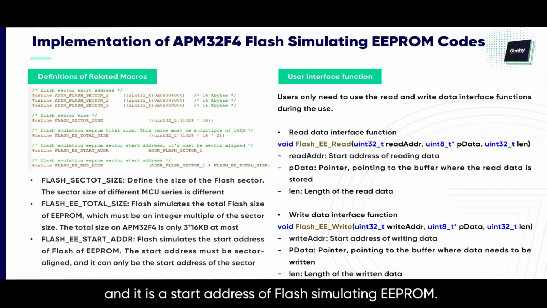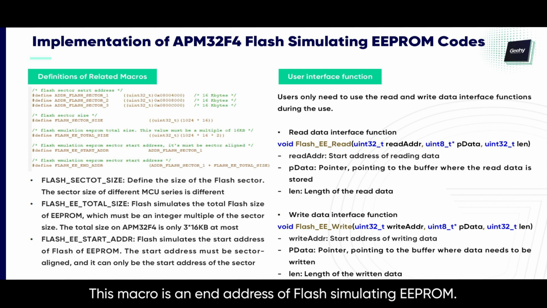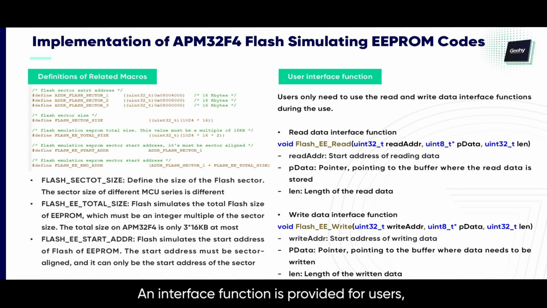sectors, and it is a start address of Flash simulating EEPROM. This macro is an end address of Flash simulating EEPROM. An interface function is provided for users, and it is a read interface function. The first parameter is the address you will read. The second parameter is a pointer, which indicates where you want to store the data. And the third parameter is the read length. The write interface function is the same. One is the write address, and this is a write pointer.